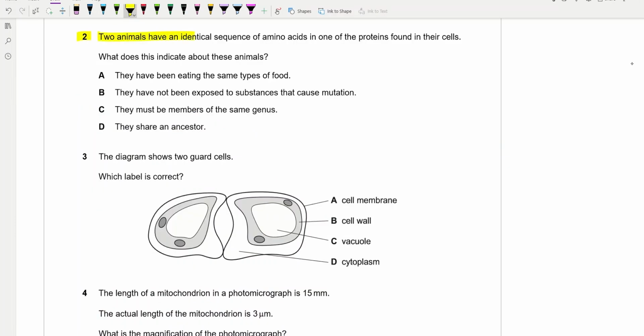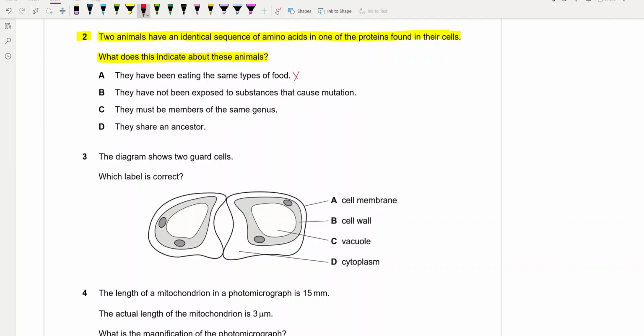Question number 2. Two animals have an identical sequence of amino acids in one of their proteins found in their cells. What does this indicate about these animals? Option A. They have been eating the same type of food. By eating the same type of food, the sequence does not change. So option A is wrong.